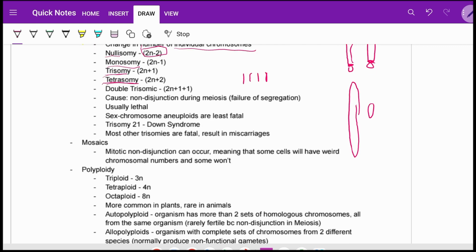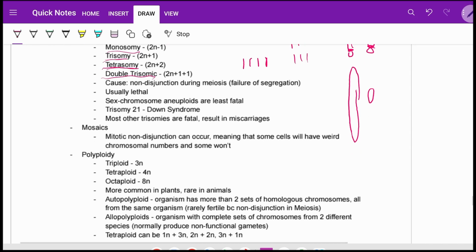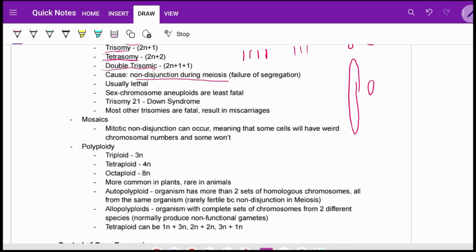We also have double trisomic, which would be 2n plus 2. So then that would have two homologous pairs that had an extra little buddy on them. So then you would still have an extra two chromosomes, but it wouldn't be all on the same type of chromosome. This is caused by nondisjunction during meiosis. We talked about nondisjunction earlier.